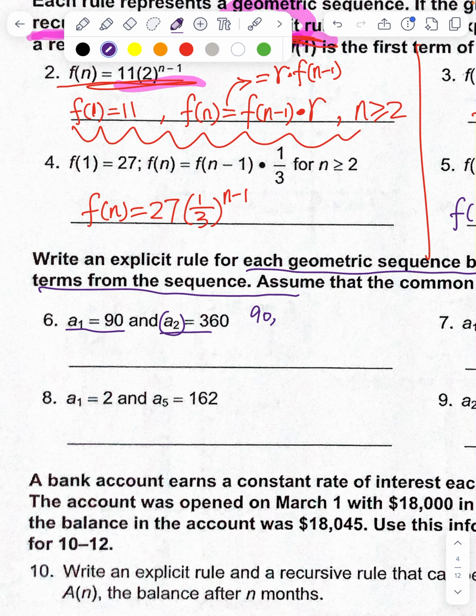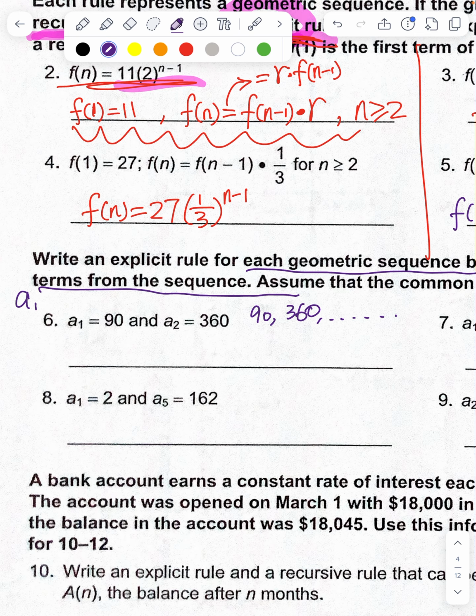So a sub 1. The a means the term, right? And the little 1 right here means position 1. So a sub 2 means position 2. That means the first term and the second term. a sub 1, a sub 2 is another way to represent the geometric sequence. First term 90, second term 360. Only give the first 2 terms, right?